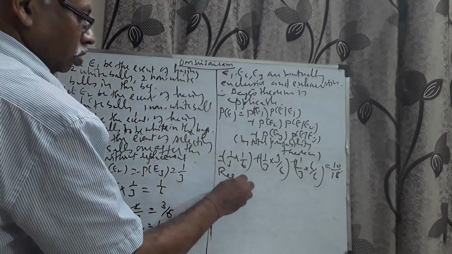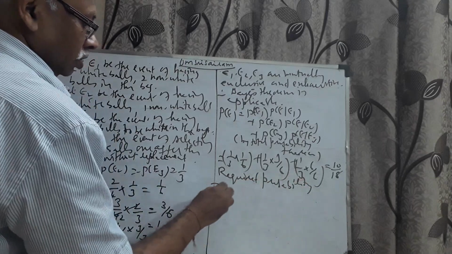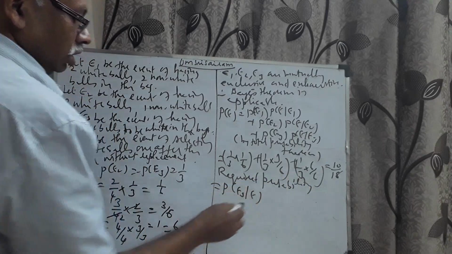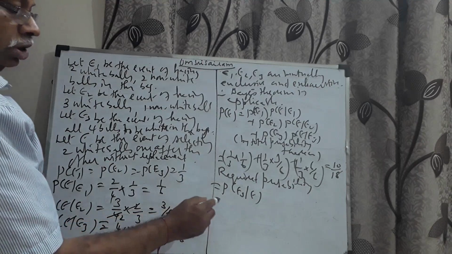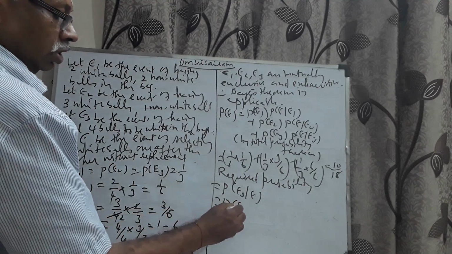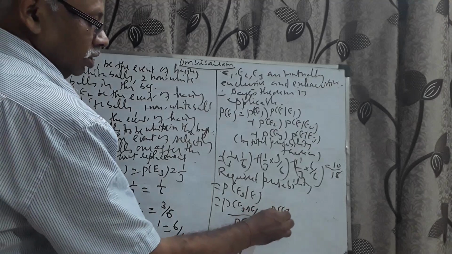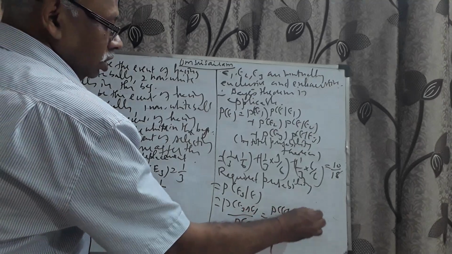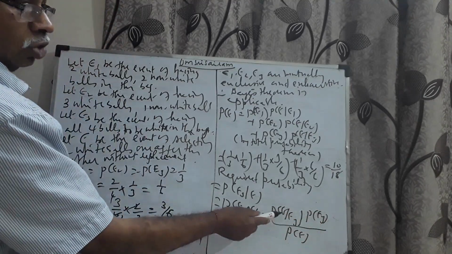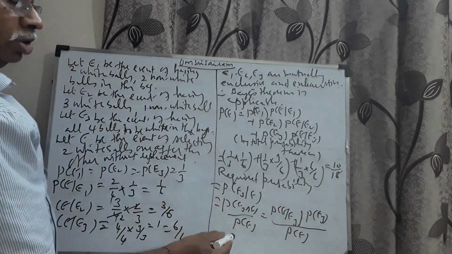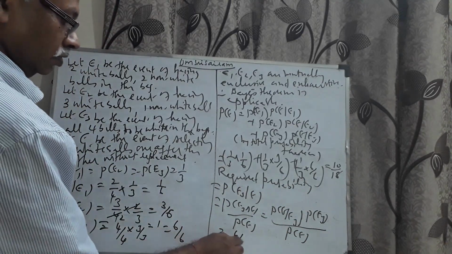Now the required probability is P of E3 given E. I choose two balls, both are white. What is the probability that all the balls are white in color? Therefore, this is P of E3 intersection E by P of E. It can be written as P of E given E3 into P of E3 divided by P of E. See here, use this rule: P of E intersection E3 equals P of E given E3 into P of E3. Here substitute the values. P of E given E3 is 6 by 6.